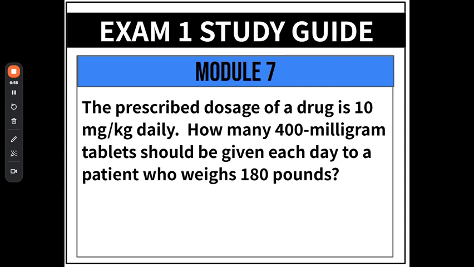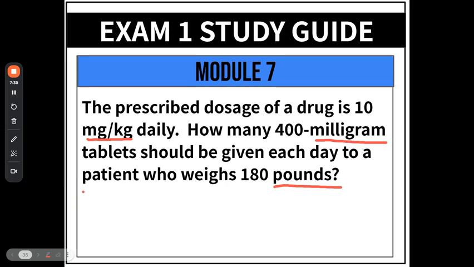The prescribed dosage of a drug is 10 milligrams per kilogram daily. How many 400 milligram tablets should be given each day to a patient who weighs 180 pounds? Now, here, let's pay close attention to our units, okay? So the dosage of a drug is milligrams per kilogram. The tablets are in milligrams, and they give us the patient's weight in pounds. So we're going to start by taking the patient's weight and putting it in kilograms, just so we can help ourselves out a bit, okay?